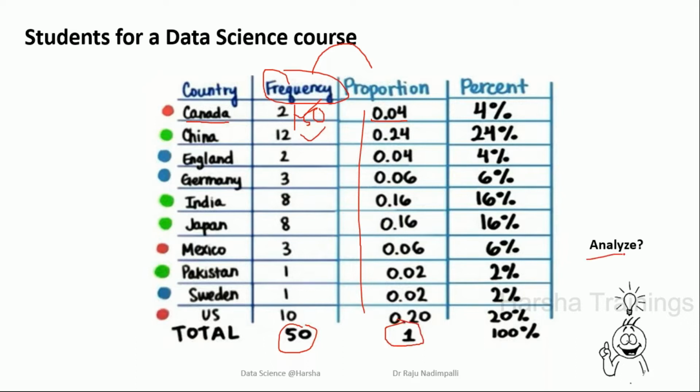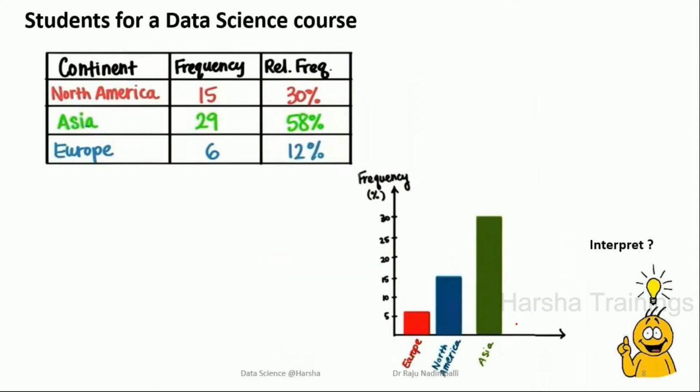This is my analysis. Now, if I want to convert these proportions into percentages, I will multiply by 100. Finally, I can say that only 4% of the people who joined my data science course are from Canada, 24% of the people who joined my course are from China, and so on. If you add all these percentages, you are going to get 100. Clear? Now, shall I continue? Yes, it's clear, sir.